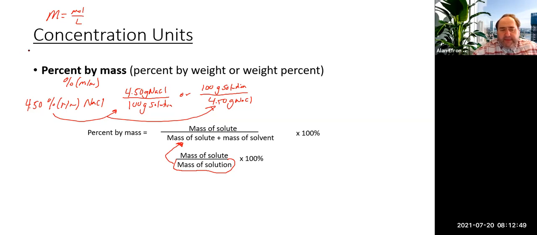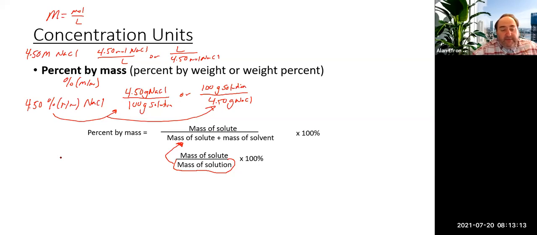Same idea as what we talked about when we see 4.5 molar sodium chloride. That means there's 4.5 moles of sodium chloride per liter. Or again, you could flip it around and do dimensional analysis with it as a conversion factor as well. So these are two common units of concentration.